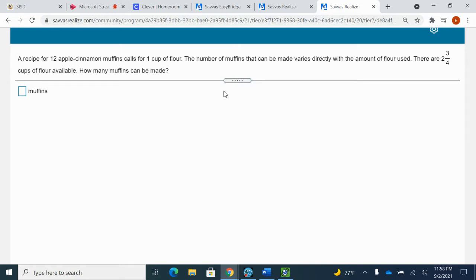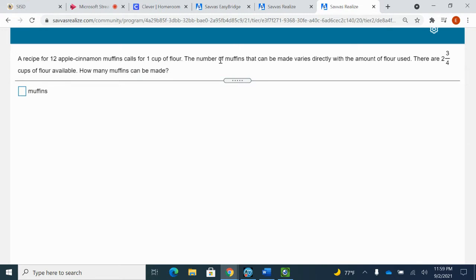Now, again, there are several ways to do this. I'm going to take the basic approach, which is to come up with the equation and then substitute the value in. This is a two-part question, or rather, there are 2 parts to solving it. First of all, we're given very important information. It says 12 apple cinnamon muffins call for 1 cup of flour. You can write that down, highlight it or underline it. Just keep it in mind.